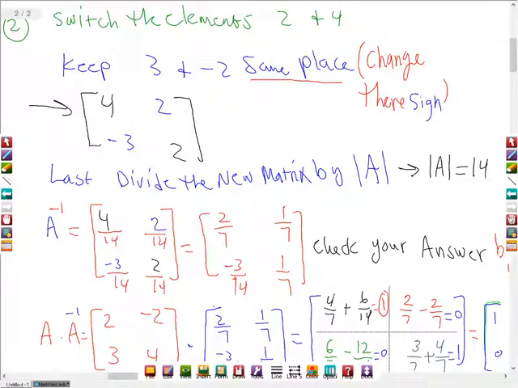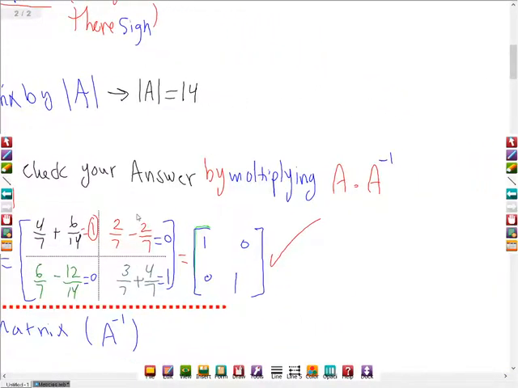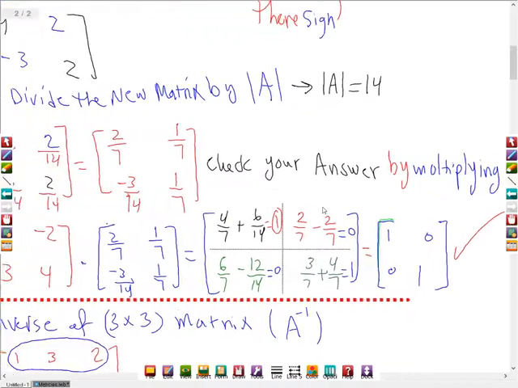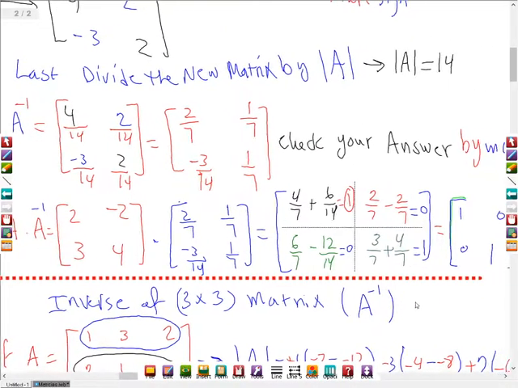Okay, look, you have to check your answer. Check your answer by multiplying A times A inverse, which is what I did here. Look, this is the A, 2, negative 2, 3, and 4. And this is my A inverse, the one I just found. How do you multiply? Look what I did. I divided it for you here to see it.